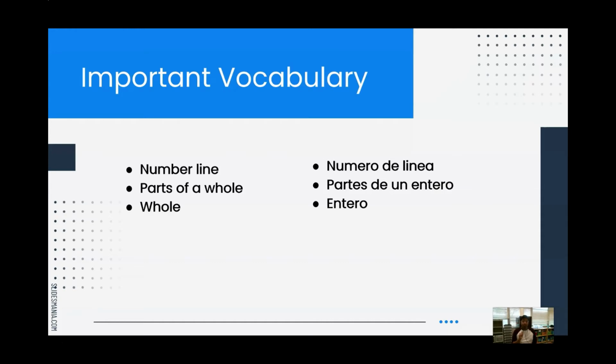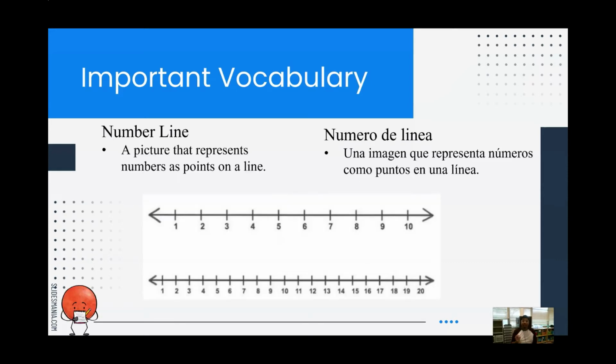Important vocabulary that you need to learn: number line, parts of a whole, and whole, okay? Number line: a picture that represents numbers as points on a line. Alright, so the first number line we have here is going from 1 through 10. And we know those are whole numbers. Today we're going to learn what type of numbers on a number line? Good, decimals, okay?